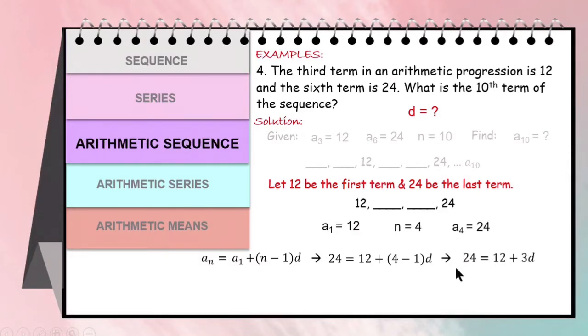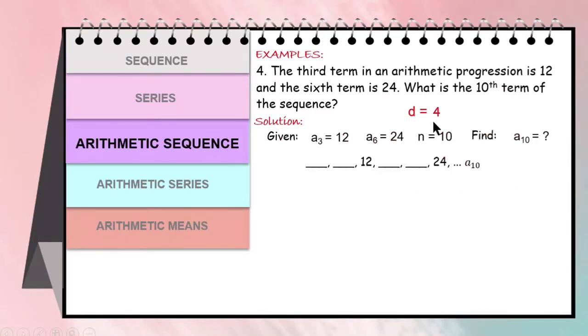4 minus 1 is 3 times d. Transpose 12 to the left side, then simplify. 24 minus 12 is 12, equals 3d. Divide the equation by 3 to solve for d. Thus, d is equal to 4. 12 divided by 3 is 4. So we now have the value of d, which is 4.